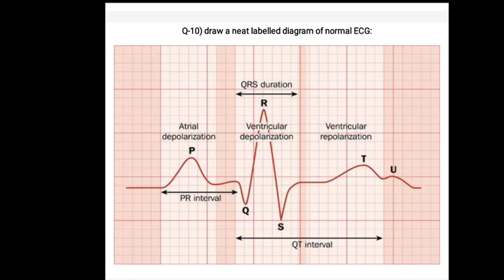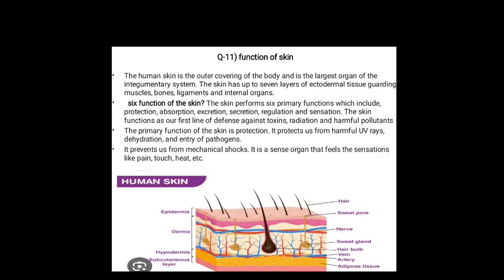You have to draw the diagram. First, there are three waves. First one is atrial depolarization, second one is ventricular depolarization, third one is ventricular repolarization. These are the three types. You have to draw the diagram and you have to mark the PR interval.